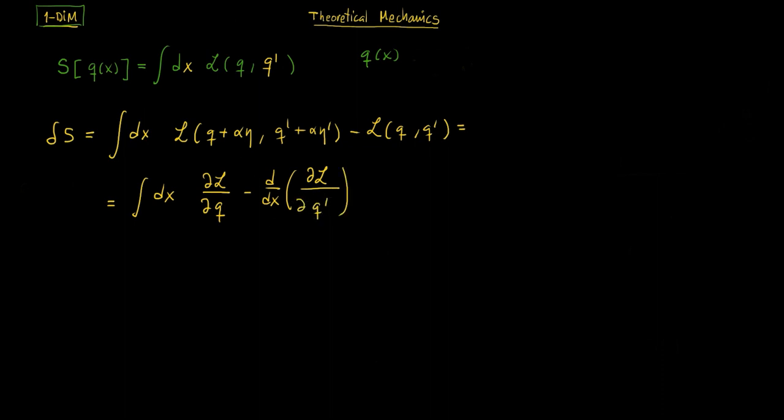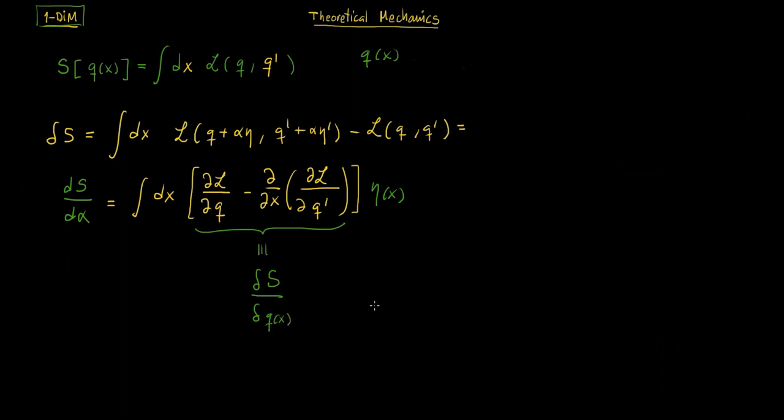But remember also that this d/dx can be written as a partial x because there is no explicit dependence on x in the Lagrangian density, alpha times eta of x. So if you perform the derivative of the action with respect to alpha, what you will get is this. So far so good. And this parenthesis is now defined as the functional derivative of S with respect to qx.